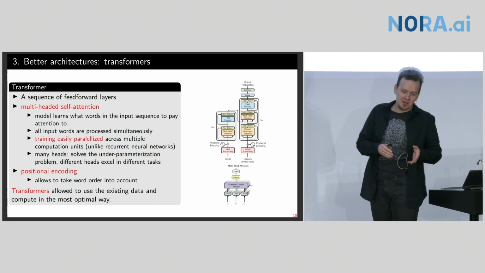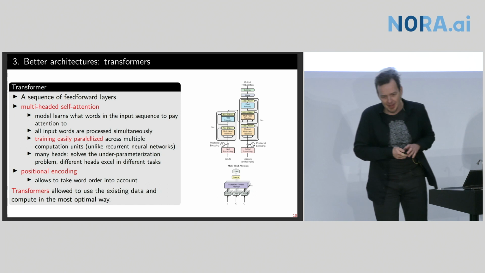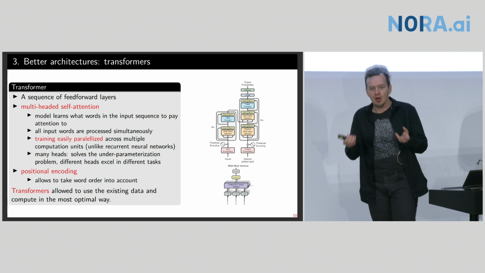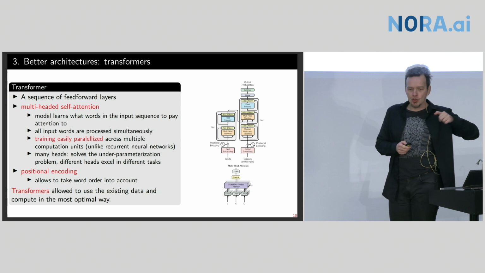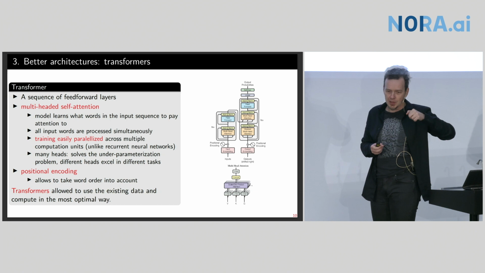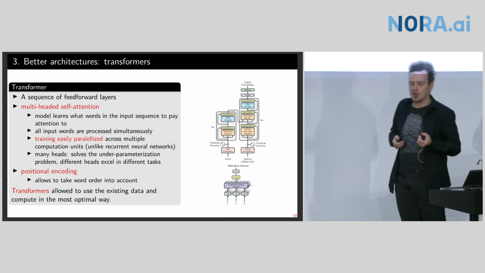I, of course, don't have the time to explain the transformer architecture in great detail, but essentially it's a sequence of feedforward layers with the so-called multi-headed self-attention, which essentially means that the model learns on what words in the input sequence or in the output sequence to pay attention to. But the most important thing here is that, unlike the previous generation of neural architectures known as recurrent neural networks, transformers allow you to parallelize your training process in a much more efficient way. Exactly, because you can process all the words in the input sequence simultaneously.